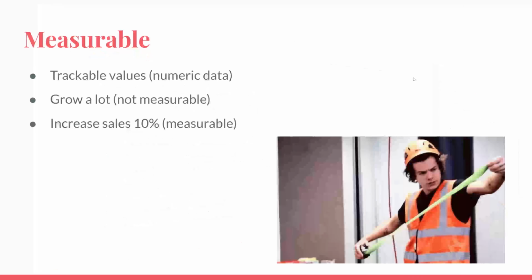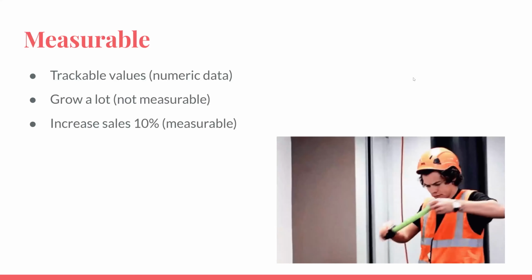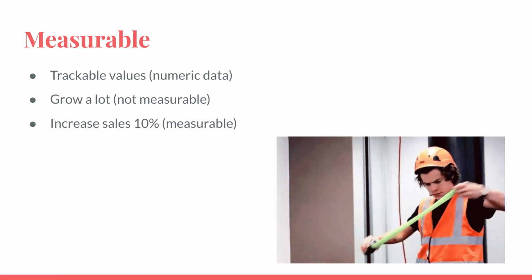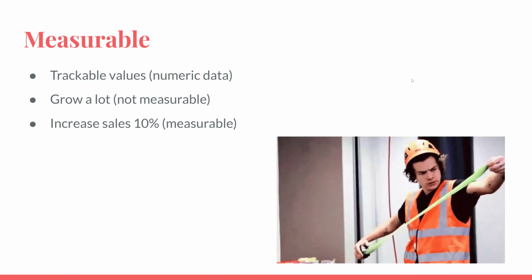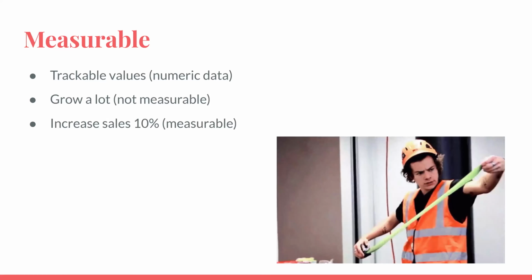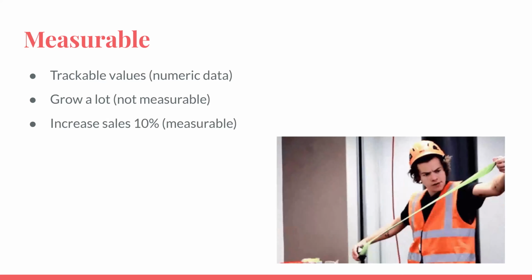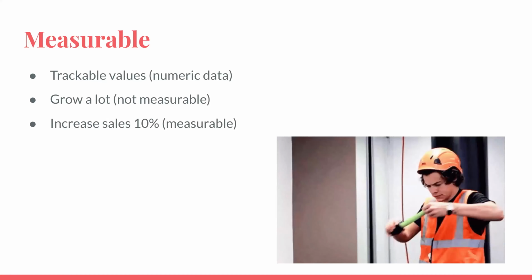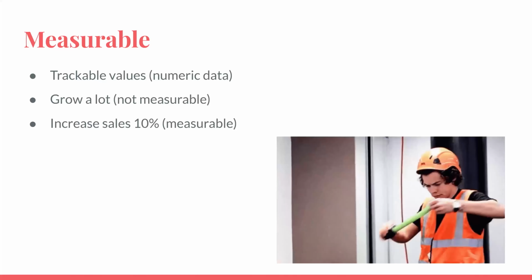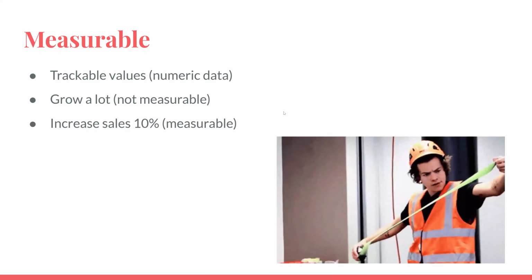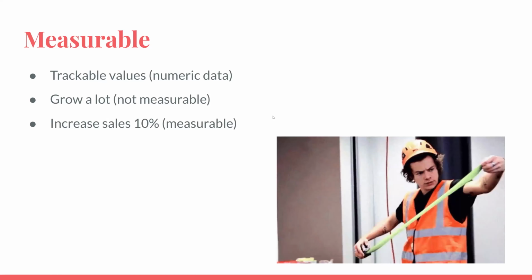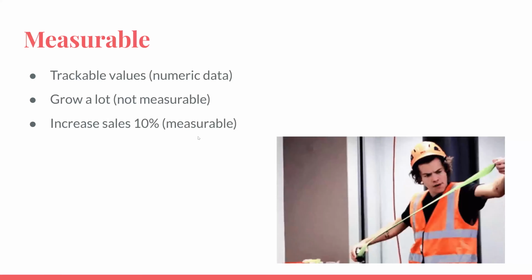We also want that specific item to be measurable. So that means we need to have some kind of numerical data. We need numbers that we can track and figure out whether or not we have succeeded or failed. And this is where doing that research comes into play and looking at what we've been able to accomplish in the past to help us set a reasonable goal for the present.